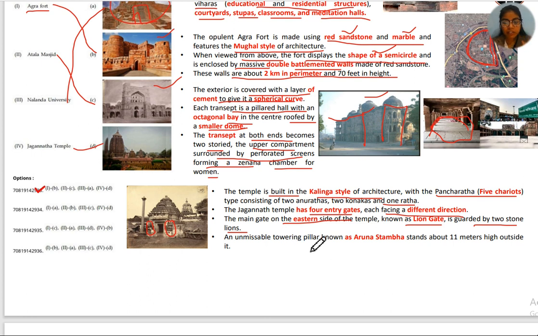And an unmissable pillar known as Aruna's thumb. So this is your Aruna's thumb, standing about 11 meters high outside. This 11-meter-high pillar, known as Aruna's thumb, is situated at the front of your eastern gate. Fine.